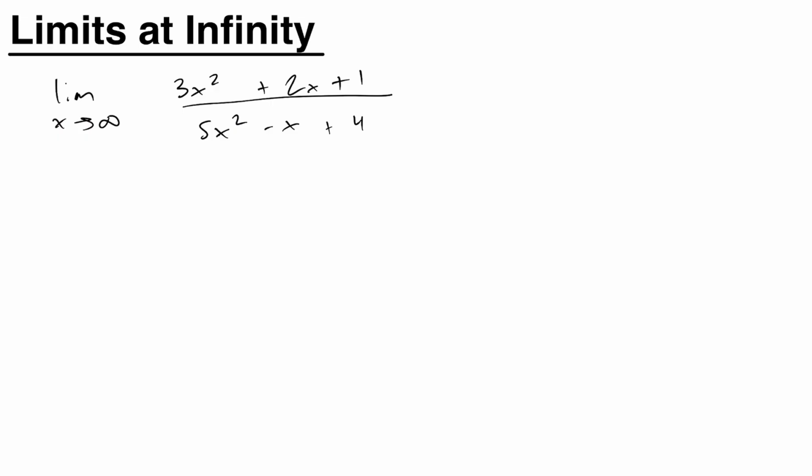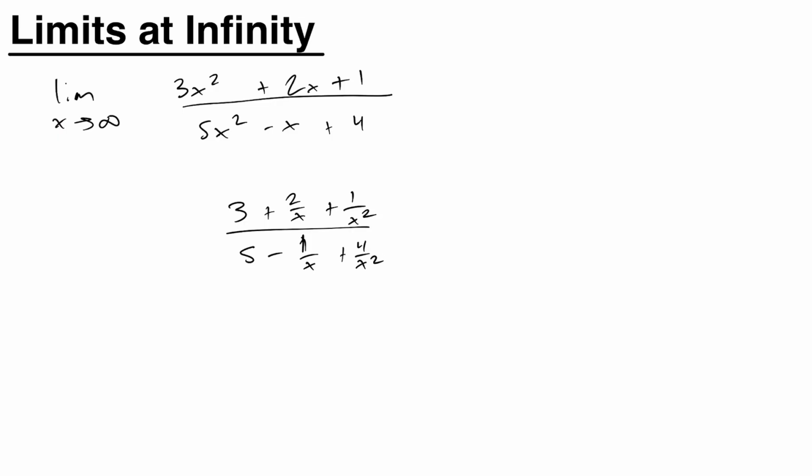In this case, the highest power is x squared, which is in both the numerator and the denominator. So we need to divide every term by x squared. And that's going to leave us with (3 plus 2 over x plus 1 over x squared) all over (5 minus 1 over x plus 4 over x squared).